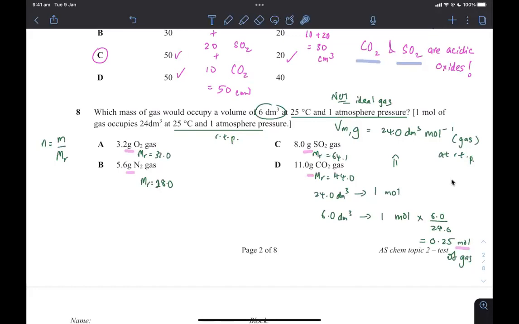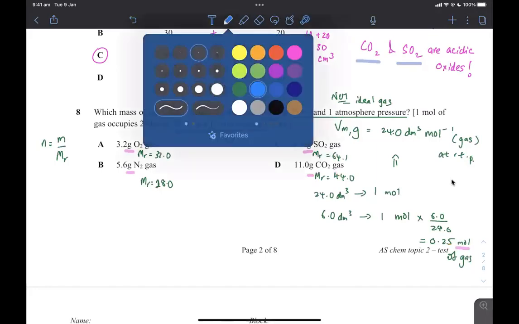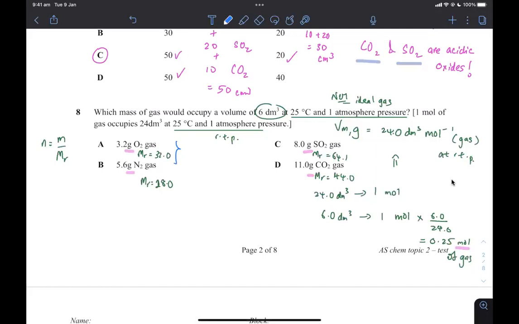I'm probably just wasting my time calculating all of this MR, whereas I should be spending my time to get this answer first. Only then should I go through all the other MR. So for the first one, mass over MR, 3.2 over 32.0. The mass in gram divided by the MR, 32.0. Definitely it's not 0.25 because I got 0.1. So that means A cannot be the answer.